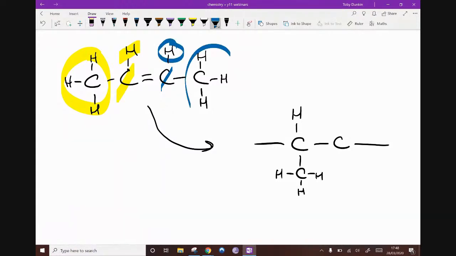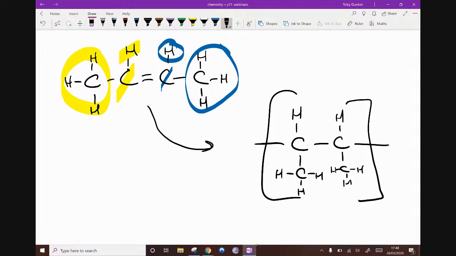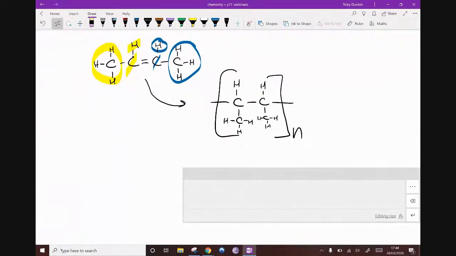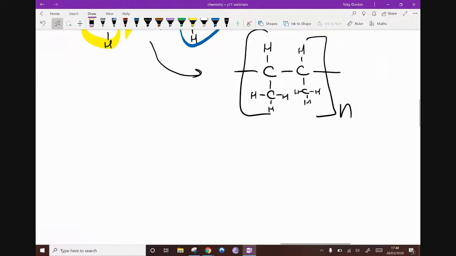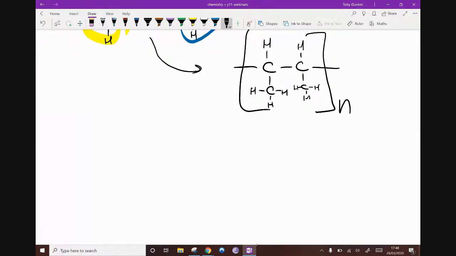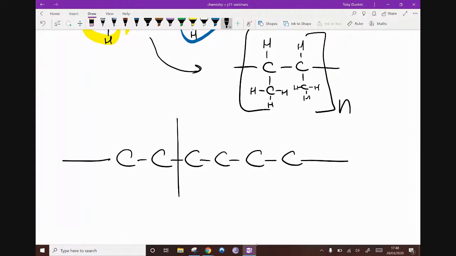Blue, H, CH3. And I'm done. Put it in a bracket, add an n. I'm finished. If they asked me to draw the polymer with 3 repeating units, I'd just go 3 repeating units. That gives me 6 carbons. There we go. And it's going to repeat 3 times: H, H, CH3. I'm doing CH3 just to make it easy for myself.